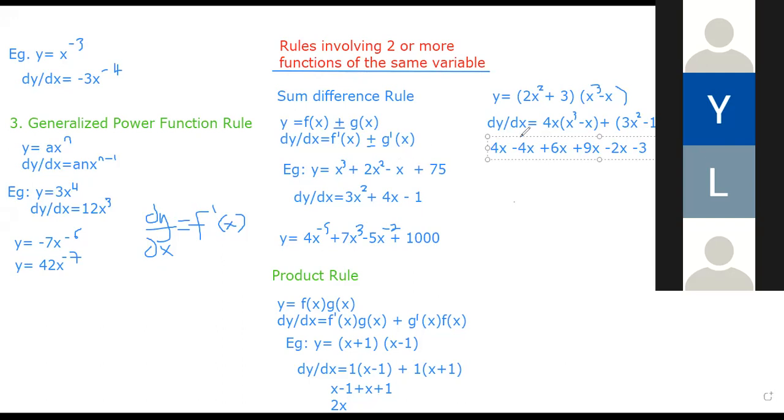So here it becomes 4x to the power 4 minus 4x squared plus 6x to the power 4 plus 9x squared minus 2x squared minus 3. So when you finish, you simplify. 4x to the power 4 plus 6x to the power 4 gives us 10x to the power 4. Then negative 4x squared plus 9x squared gives us plus 5x squared, minus 2x, minus 3. That's all.